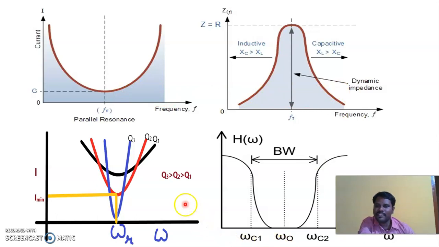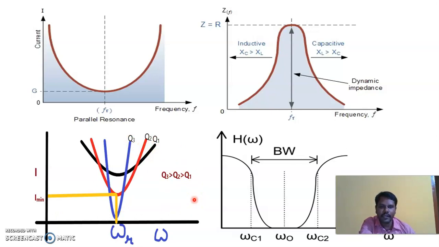Now let us understand the variation of the peaks as a function of quality factor. For a low quality factor Q, the peak is broader. With the increase in the quality factor, the sharpness of the peak increases, or I minimum becomes lesser and lesser for an increase in the quality factor.